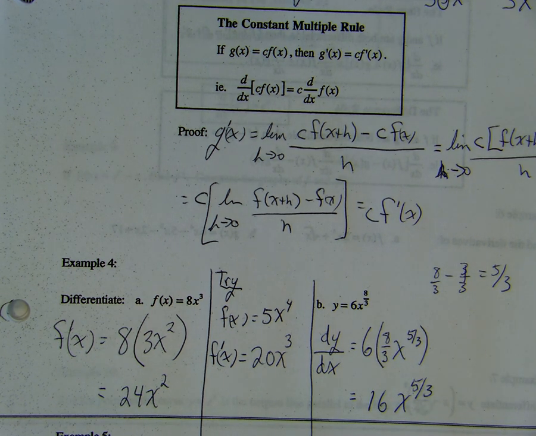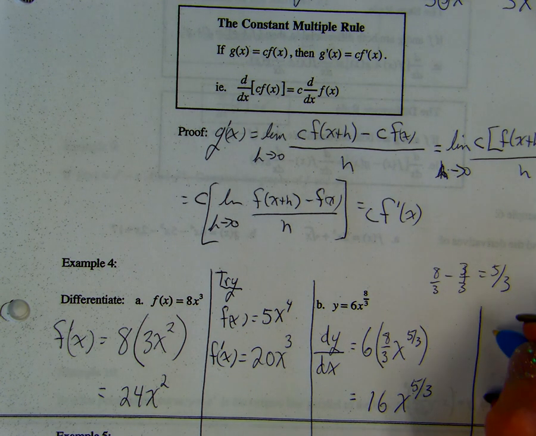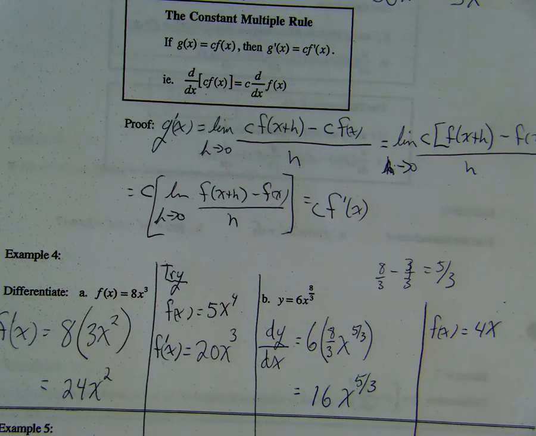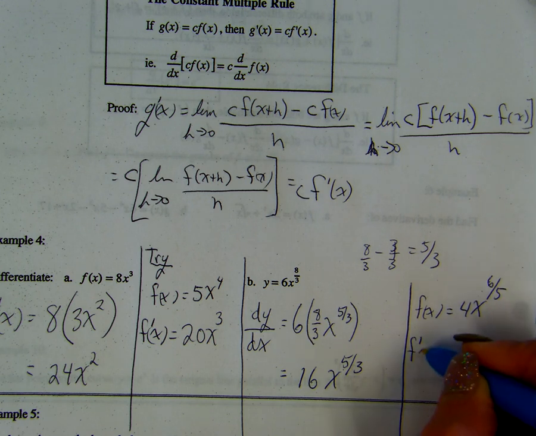Does anyone want another example to try? Okay, so try something like this. If f at x is equal to 4x to the 6/5, what's f prime at x?